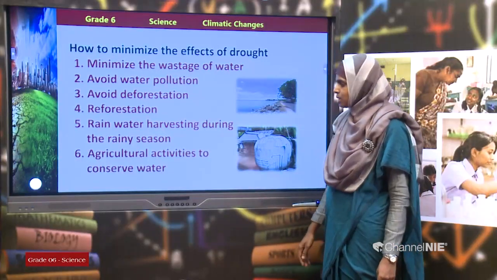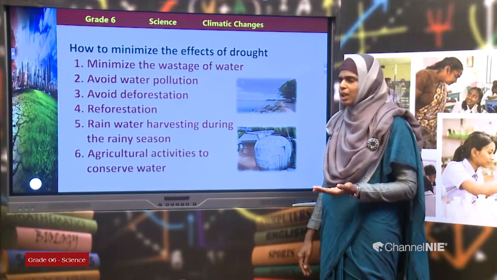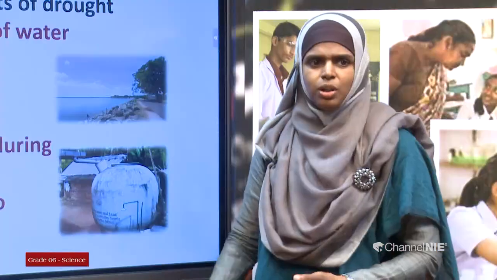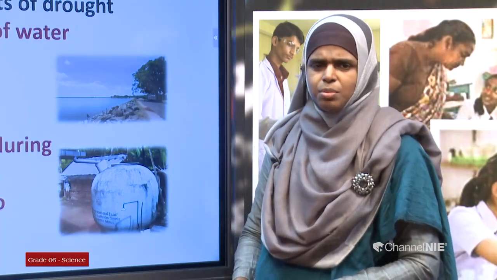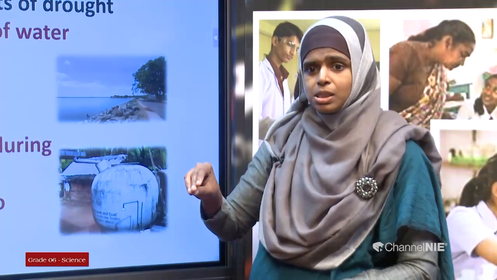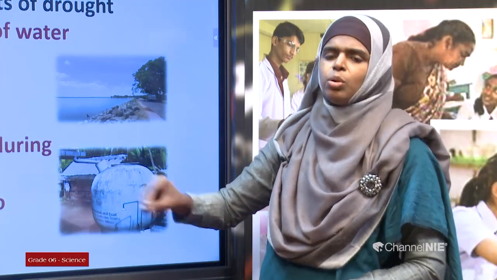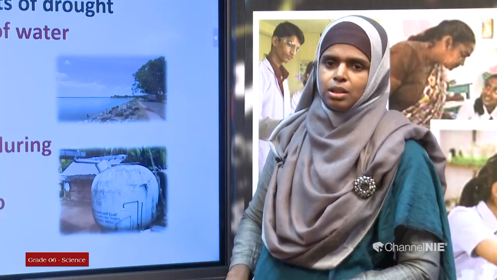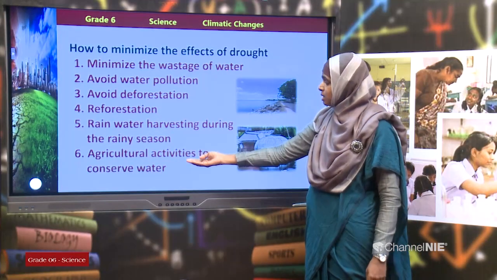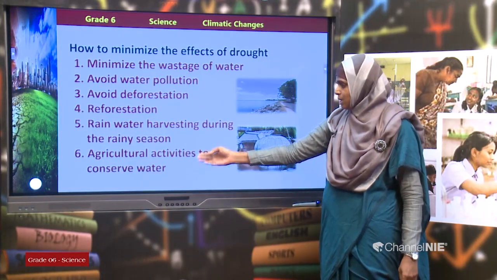Agricultural activities to conserve water. Most of the time, agricultural activities waste water. We have to add water to the crops whenever we are planting them. But if you have a method of drip irrigation, only adding water to the place where plants are, that is sufficient. No need to cover the whole area with water, right? So, minimizing the wastage of water can be done, and we have to do the agricultural activities in order to conserve water.